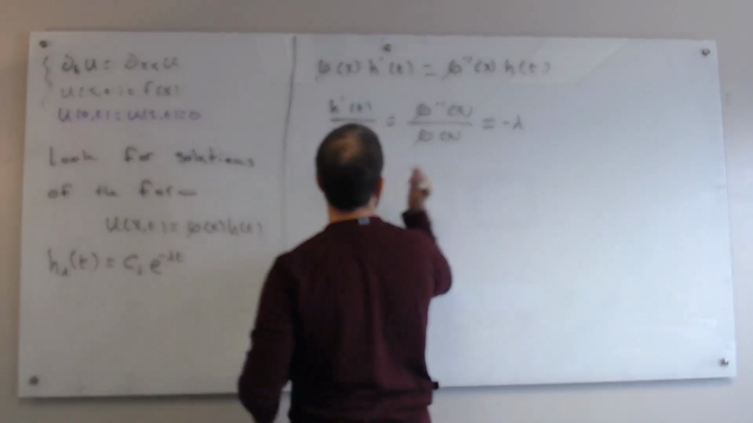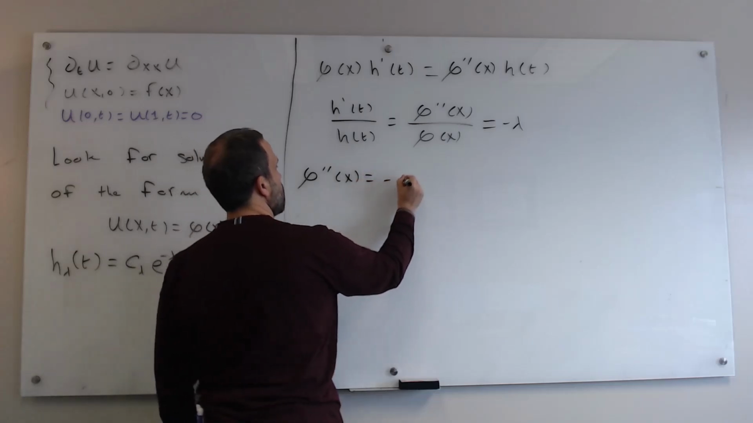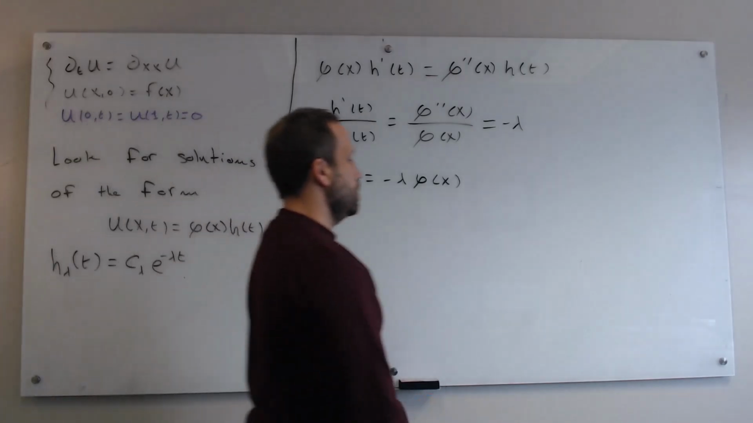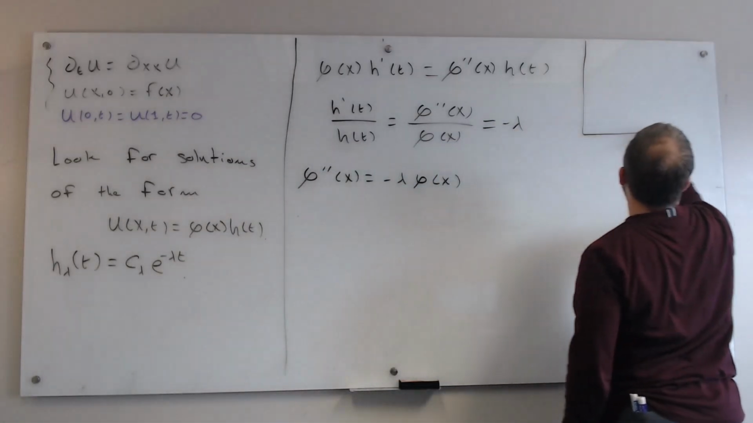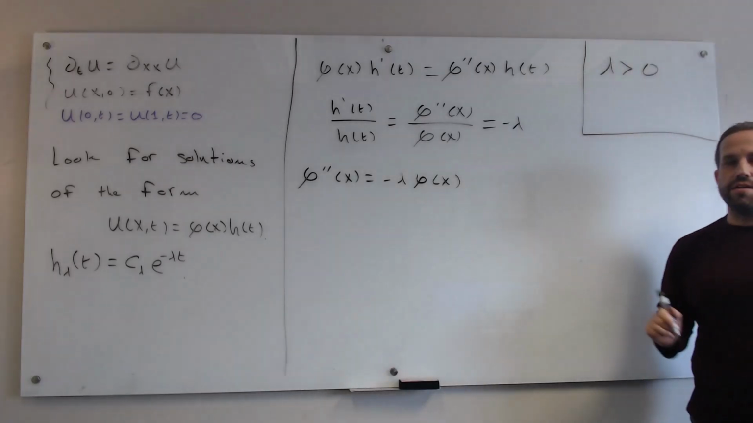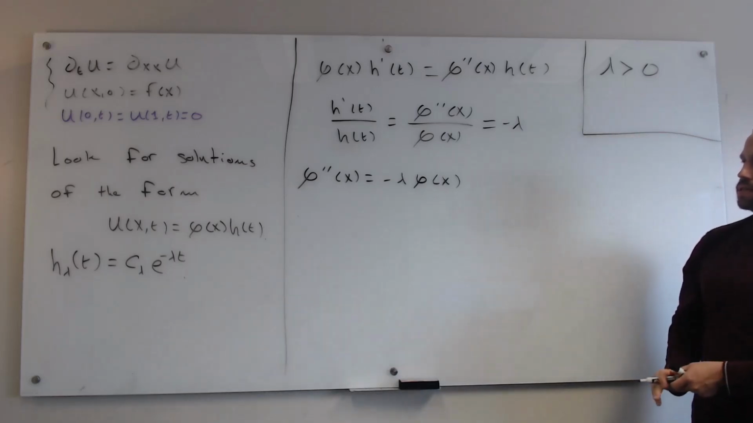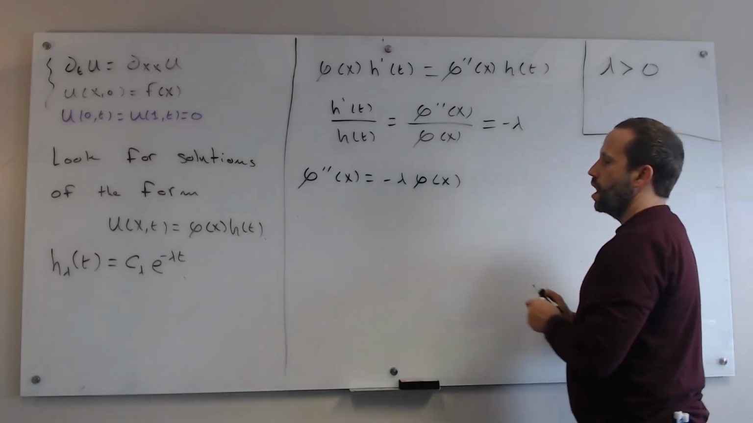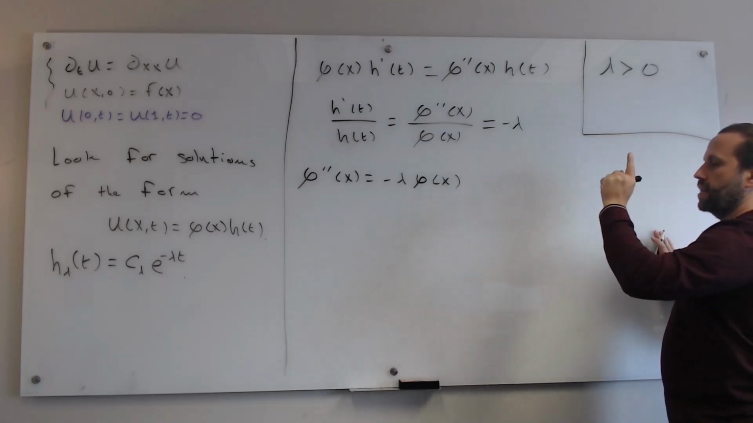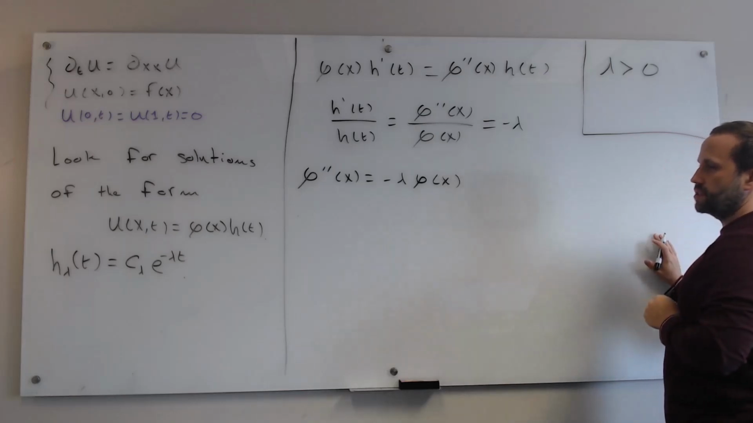So if you look at phi, you've got phi double prime of x is equal to minus lambda phi of x. Now, I will prove in a moment, probably in another video, that lambda is greater than 0, strictly greater than 0. So let me back up a second. We don't know, with just this equation, that lambda is greater than 0.